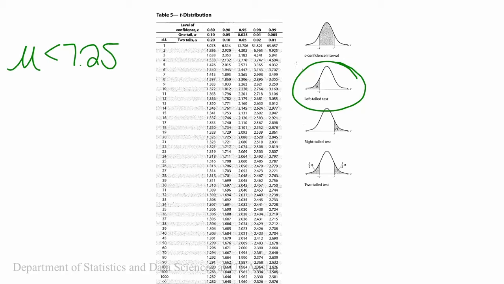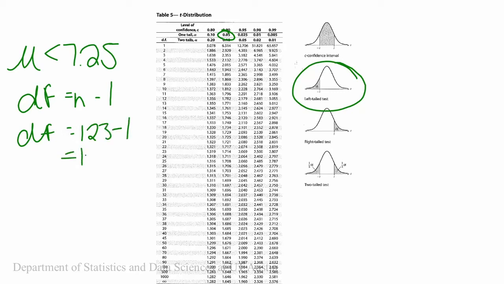Doing a left-tailed test means that we are doing a one-tailed test, and on my chart that means we will look in this middle row and match that with our appropriate alpha value. I'm going to run this test at an alpha value of 0.05. The next thing we need to know is our degrees of freedom. The degrees of freedom for a one-sample t-test are equal to n minus 1. In this case, our n is 123. So our degrees of freedom are 122.